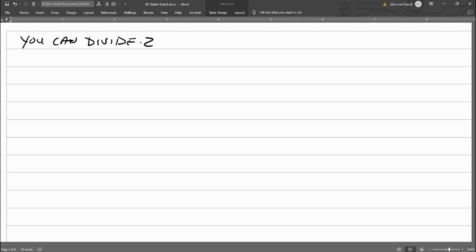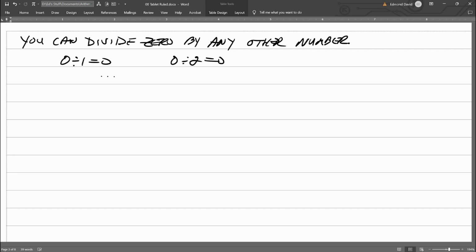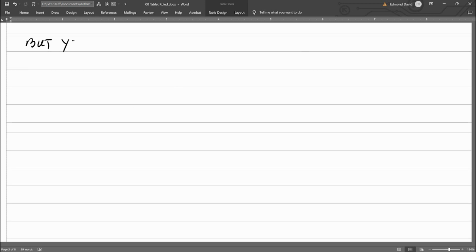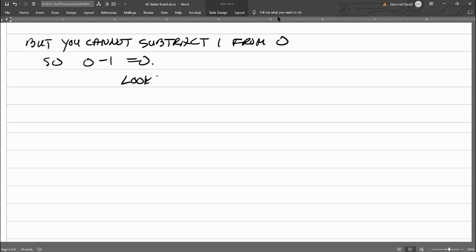For the record, you can divide 0 by any other number. For example, 0 divided by 1 equals 0, 0 divided by 2 equals 0, 0 divided by 3 equals 0, and so on. Let's consider 0 divided by 1. This asks the question, how many times can you subtract 1 from 0? But you cannot subtract 1 from 0 at all. So the answer must be 0. 0 minus 1 equals 0. But wait just a moment. We might be in trouble here.